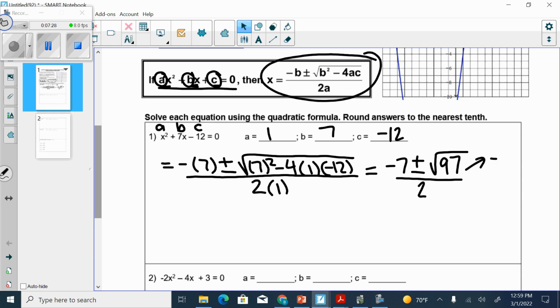You're going to do a negative 7 plus square root of 97 over 2. And you're also going to type in negative 7 minus square root of 97 all over 2. Okay? You're going to have to do both of them. All right? So, in order to make sure that you aren't adding or dividing at the wrong time, you want to type this in your calculator exactly as it's written here.